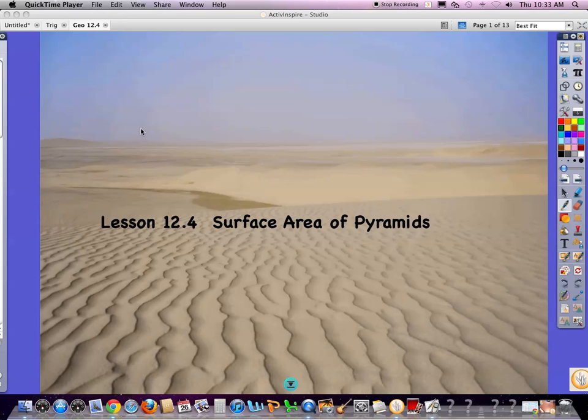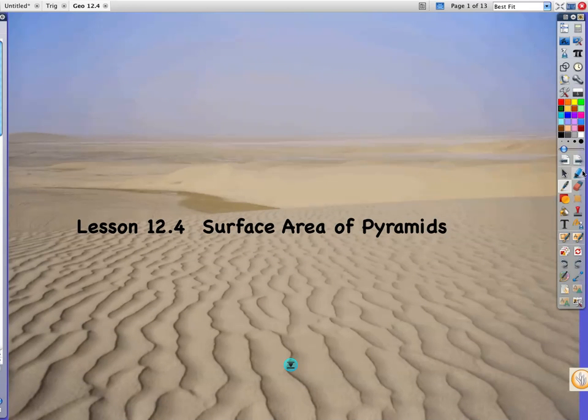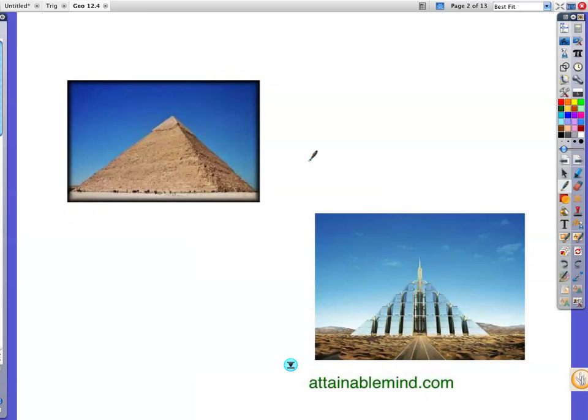Okay, we're looking at lesson 12.4, surface areas of pyramids. When you think of a pyramid, I always think of the Great Pyramids of Egypt. So nice sandy background here in this picture. Once again, there is the pyramid. Over here, I don't think this is for real, but it's kind of a funky looking thing. I think it's supposed to be a building, but who knows? It's just nice to look at, and it is also, importantly, in the shape of a pyramid.